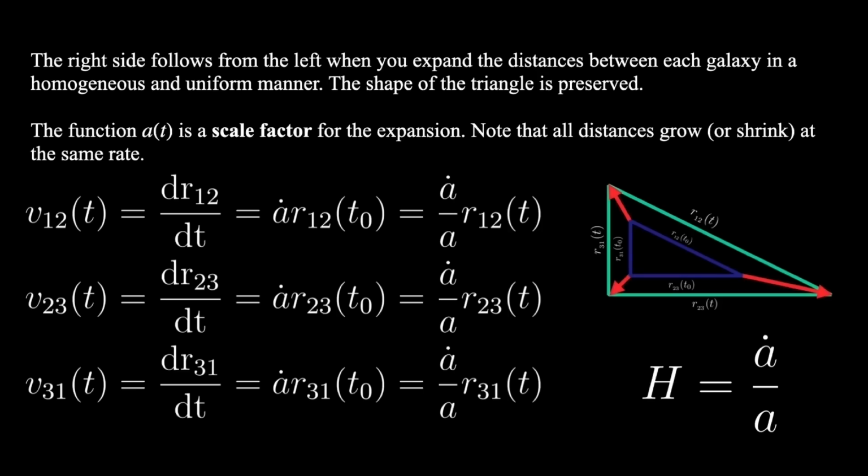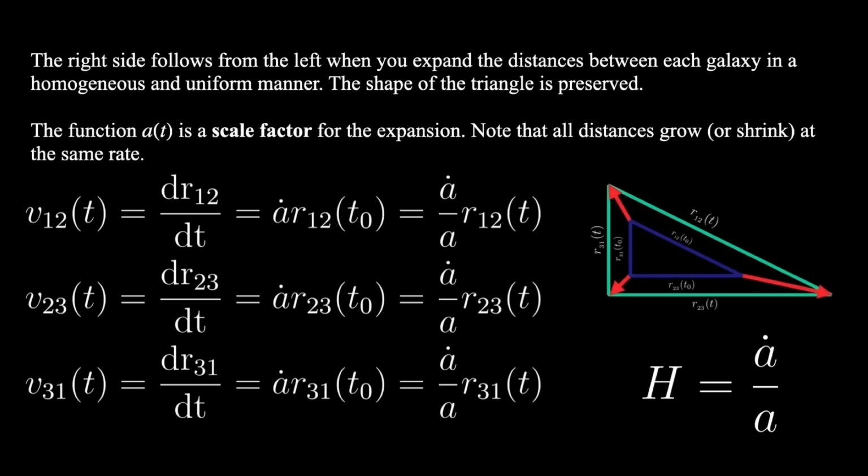But now we take the original equation for the derivation for the distance and we plug that back in, and we find that a dot over a times r1,2 of t. So now we're not looking at it from the respect of the initial time, but as it evolves, we have this funny thing in there. So the velocity, v1,2 of t, is equal to the distance, r1,2 of t, as a function of time, times this ratio of the rate of change of the scale factor divided by the scale factor. That a dot over a is called the Hubble parameter, and that's its definition.